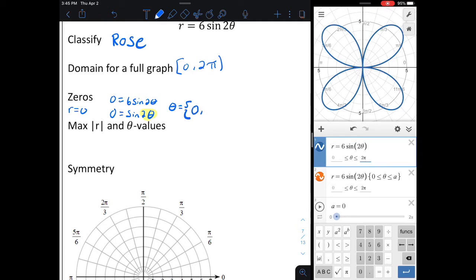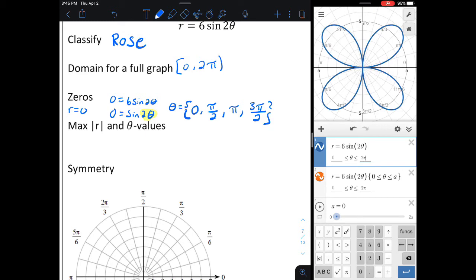is 0. And the next one would be pi radians, but in fact, because I'm doubling theta, pi over 2 would be another place where it intersects the pole. And then we're working our way around and say, all right, well, pi radians would work, because pi times 2 is 2 pi. And the next one would be 3 pi over 2, because 3 pi over 2 times 2 is 3 pi, and that would make sine equal to 0. And so there are 4 intersections of the pole as we're working our way around this graph.